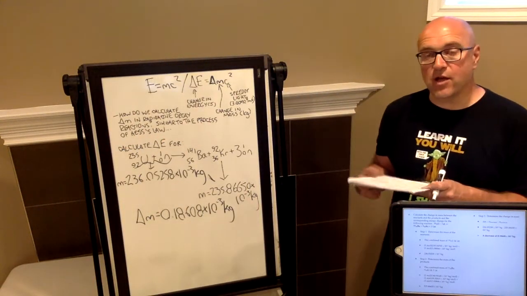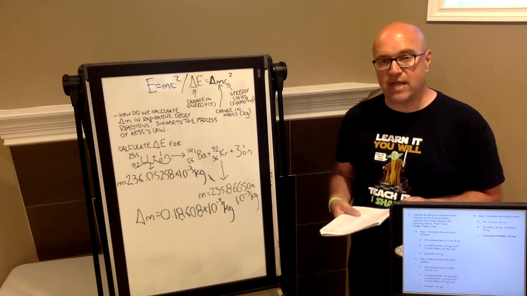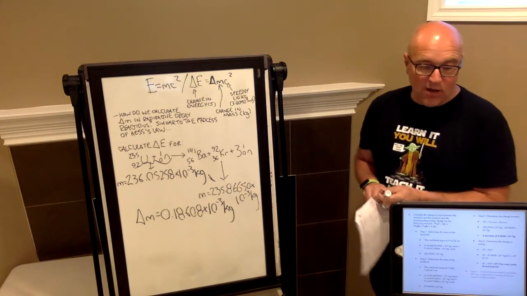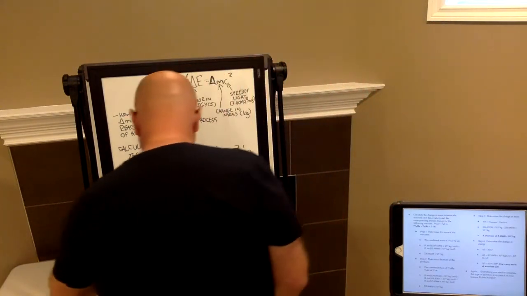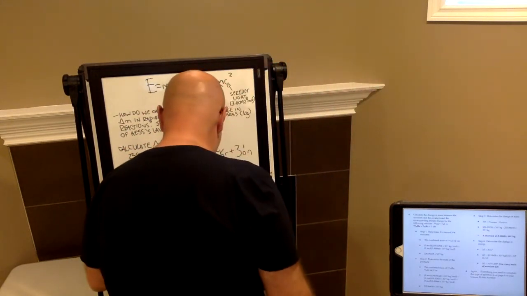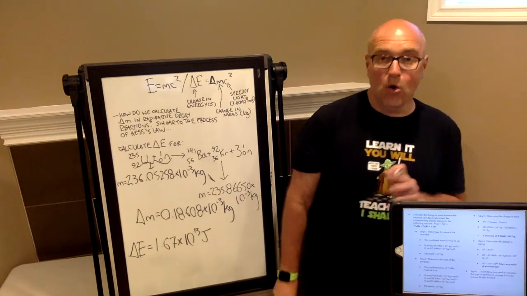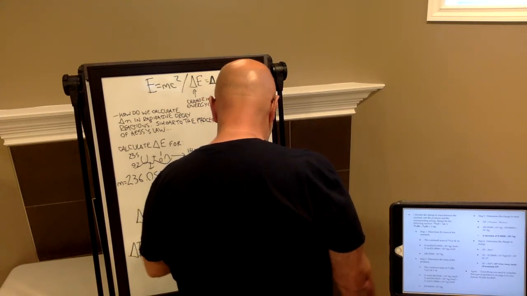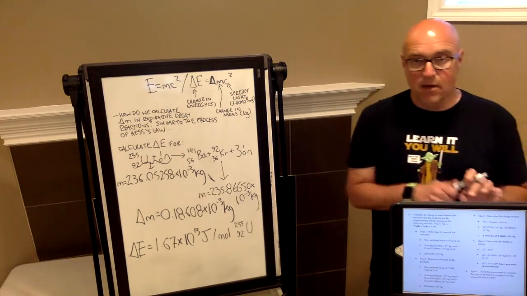Now that I've got my delta M value, I can plug that into my E equals mc squared equation. I take delta M times 3.00 times 10 to the 8th, squared. When I've calculated all of that together, I'm going to wind up with a value for my delta E of 1.67 times 10 to the 13th joules. That's my delta E, and that is for every mole of uranium-235. That's basically what we're releasing with every mole.